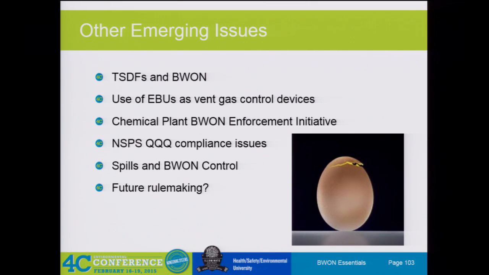Okay. I mentioned this one. Other emergent issues, TSDFs. So just be careful when you're shipping waste off site. There aren't too many TSDFs that I know of that are actually controlled for B1. If you're using an incinerator, for instance, that's probably a good bet. But again, you don't get to take credit unless you have that documentation that says they are controlling it when it is on their property as B1 waste, right?